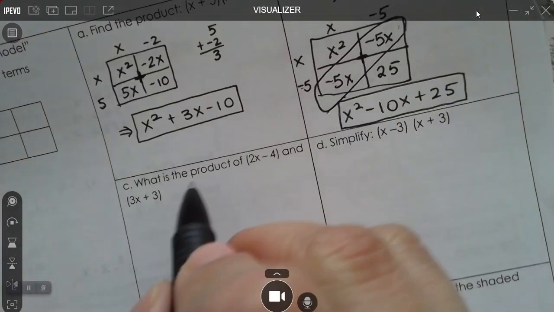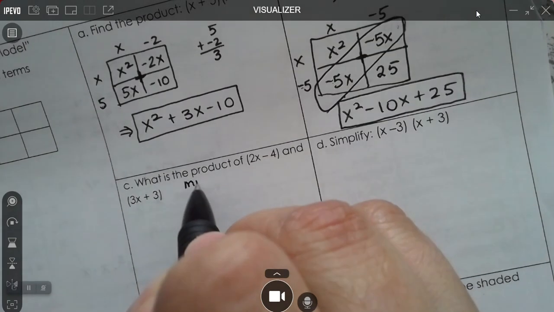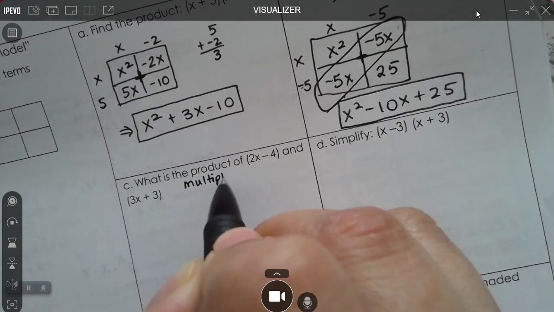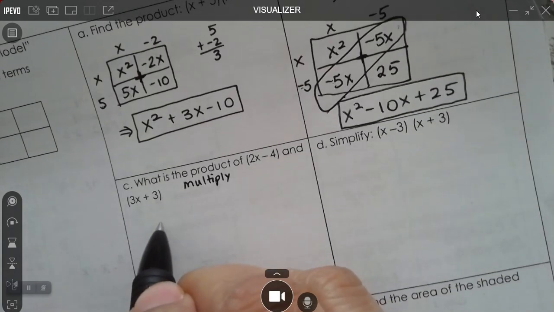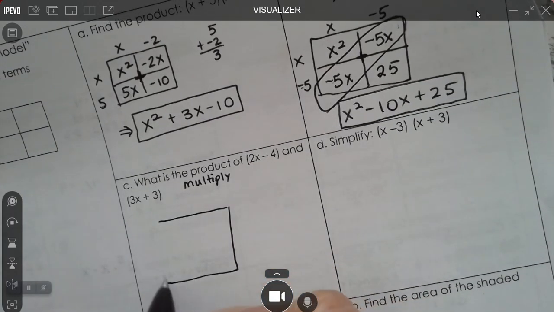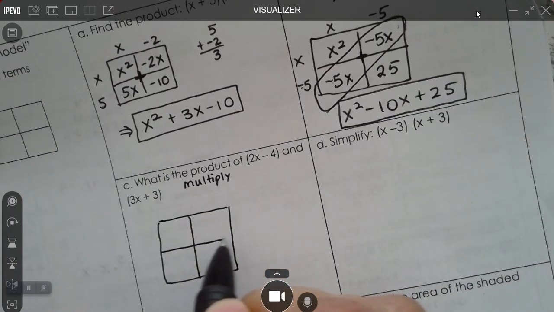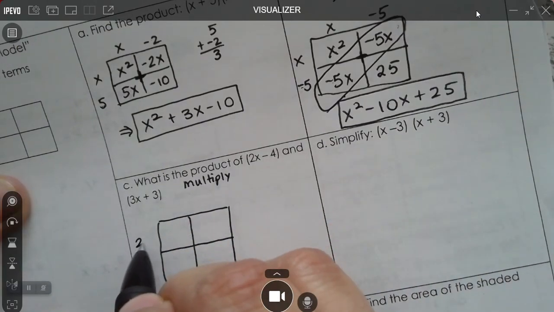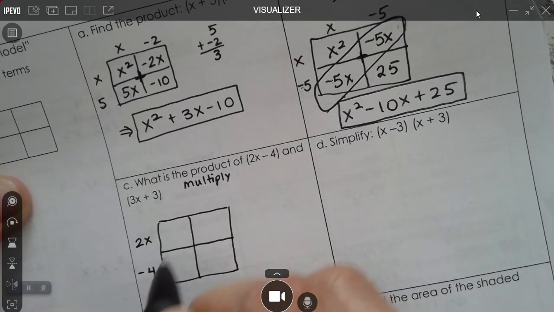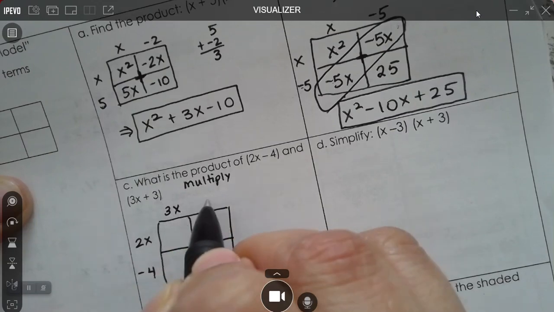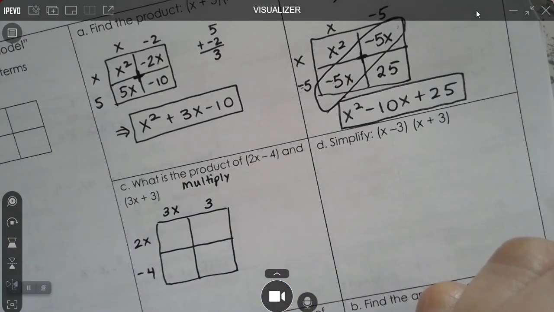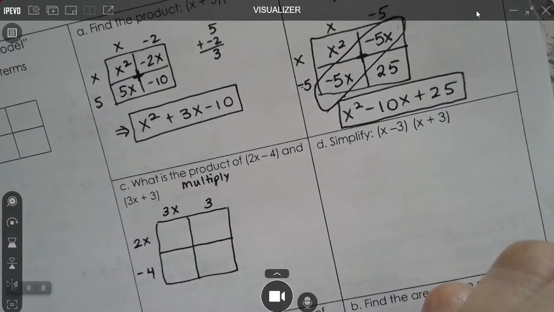Okay, product means multiply. All right, and so once again, we set up the box: 2x, negative 4, 3x, 3. Okay, start multiplying. Don't just copy, multiply.